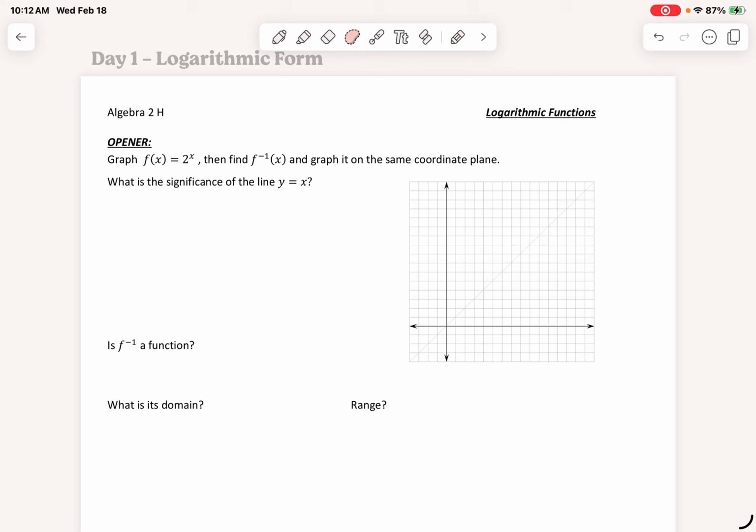All right, this is a screencast on logarithmic functions. So here we'll learn how to convert from logarithmic form to exponential form and exponential form to logarithmic form. But first, let's have a warm-up.